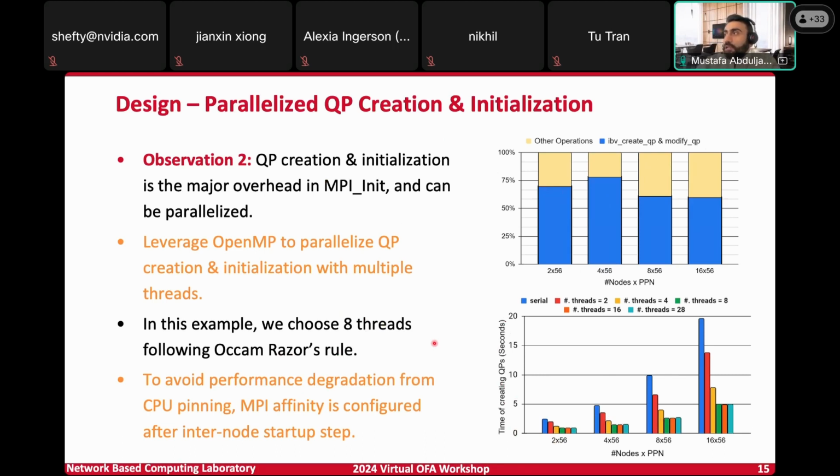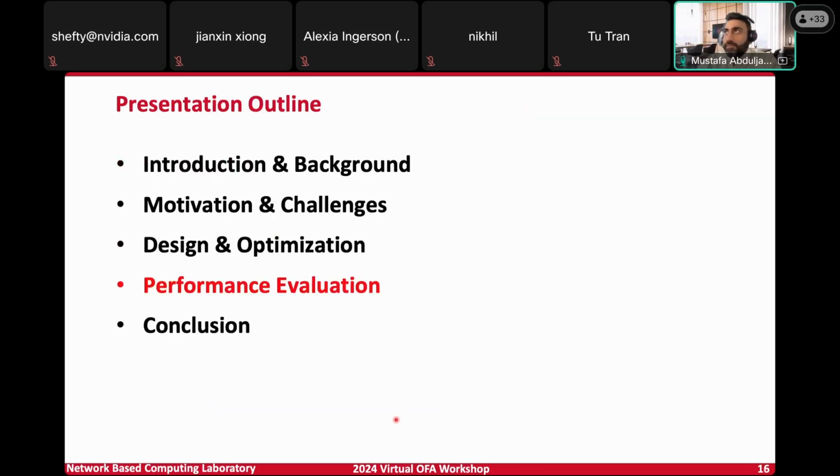And this particular portion of the code is done before the MPI affinity configuration, because otherwise it will interfere and cause some performance degradation due to the CPU binding. So we made sure that it is done in the appropriate place so that it doesn't incur any degradation on the MPI affinity setup that needs to happen due to setting the binding policy at the MPI level.